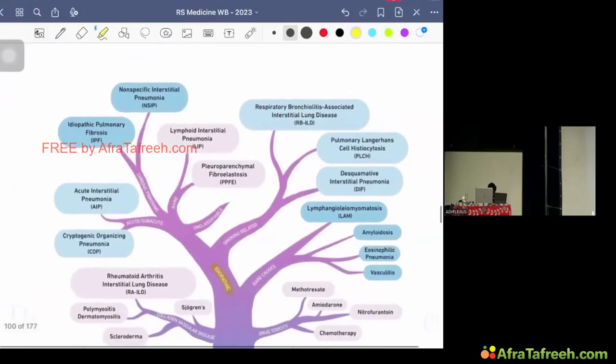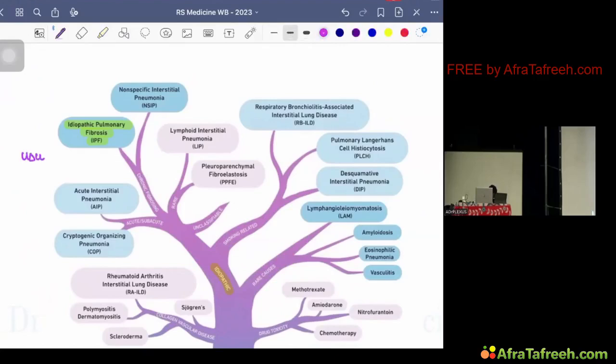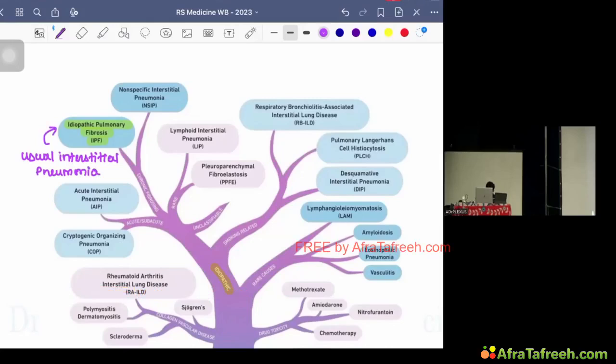In chronic conditions we have the first one, which is called IPF, idiopathic pulmonary fibrosis, which is also called usual interstitial pneumonia. Usual interstitial pneumonia is also called idiopathic pulmonary fibrosis. So this is the most common interstitial lung disease.